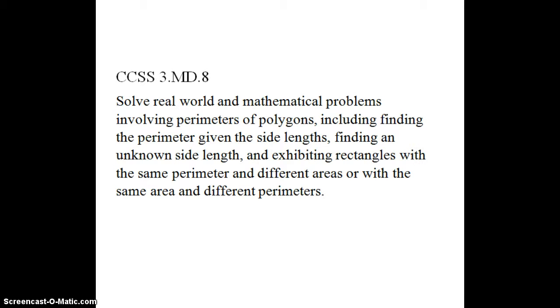In today's lesson, we will be covering a topic that is covered by the Common Core Math Standard for 3rd grade Measurement and Data, point 8, which says solve real-world and mathematical problems involving perimeters of polygons, including finding the perimeter given the side length, finding an unknown side length, and exhibiting rectangles with the same perimeter in different areas or with the same area in different perimeters. In this lesson, we'll be talking about a set area with different perimeters.